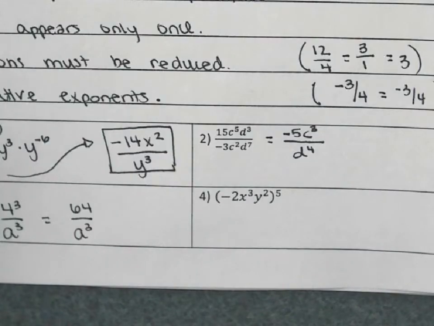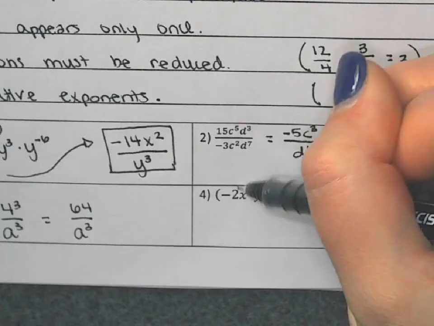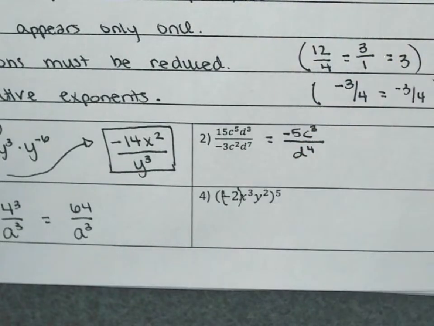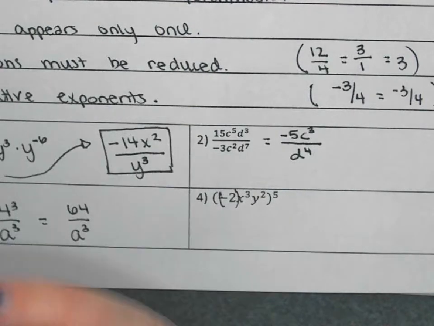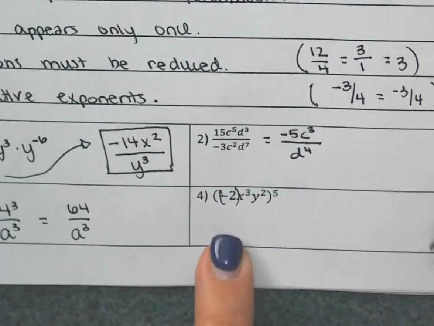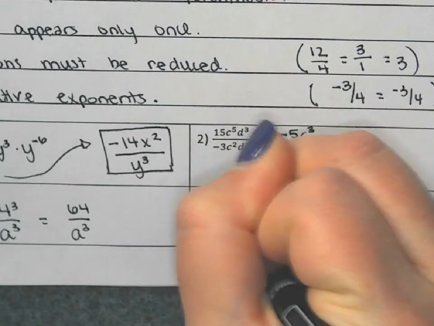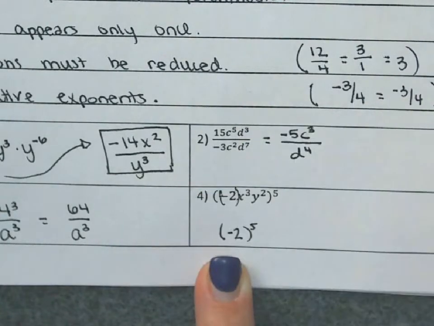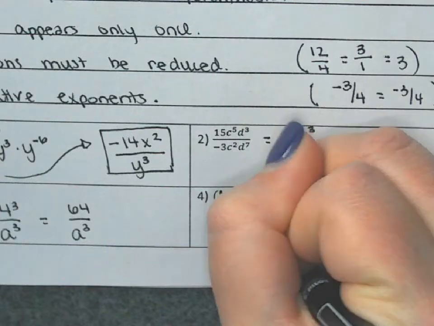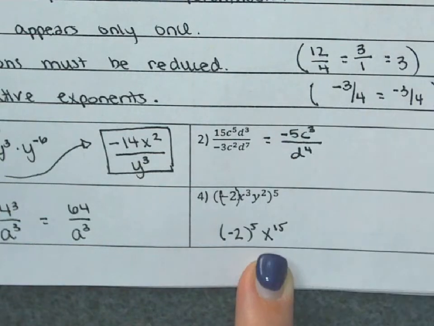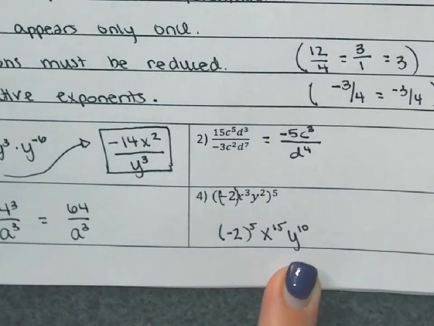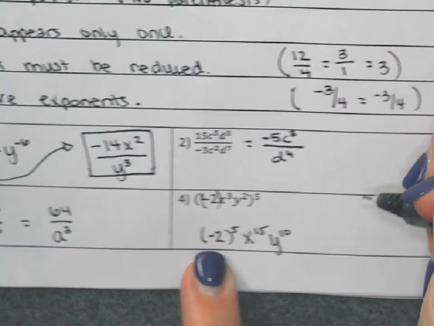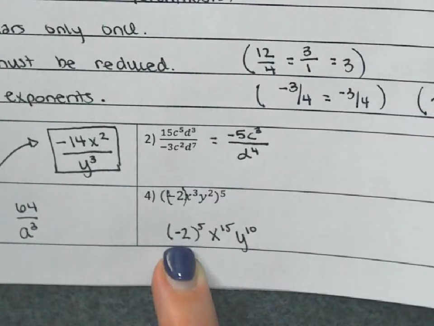Next one we have is number 4. Negative 2 has an exponent of 1, and you'll want to think of that in parentheses because the negative 2 is the number that the fifth power is going to apply to. So we're going to have negative 2 to the fifth power, x to the third to the fifth would be x to the 15th because you're multiplying here. Y squared raised to the fifth power would be y to the 10th. Again, you're multiplying there. The only additional thing we can do here is take negative 2 to the fifth power.